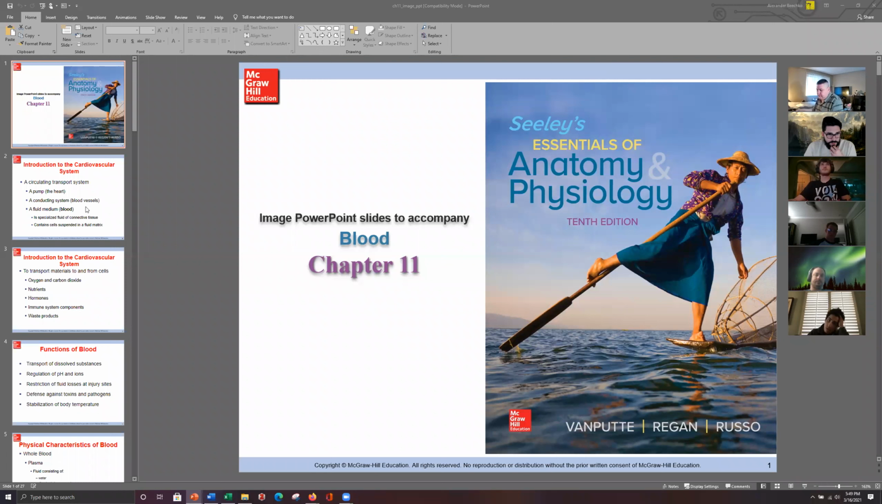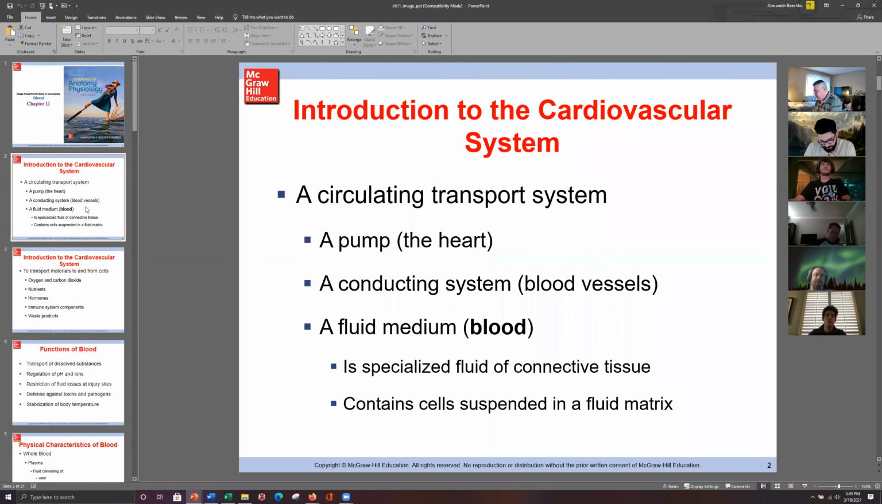So blood, the heck is blood? Blood is an interesting composition of connective tissue. It's composed of pretty much two major elements that we'll address here in a little bit. But the main roles of blood are to act as a transport system throughout the body. It transports different dissolved solutes, dissolved nutrients, dissolved waste products, dissolved gases.